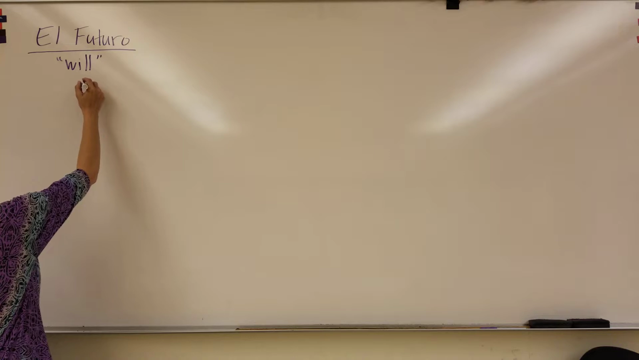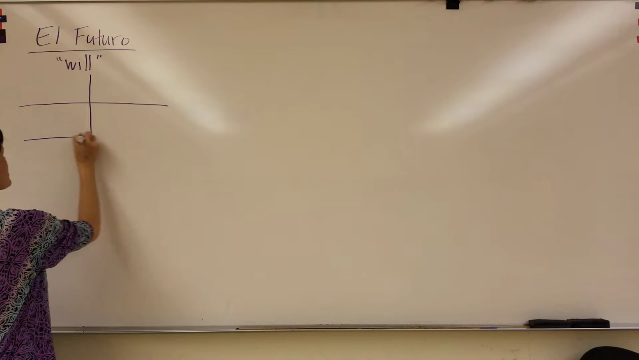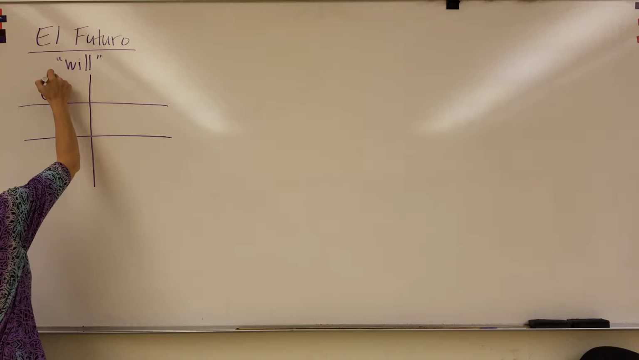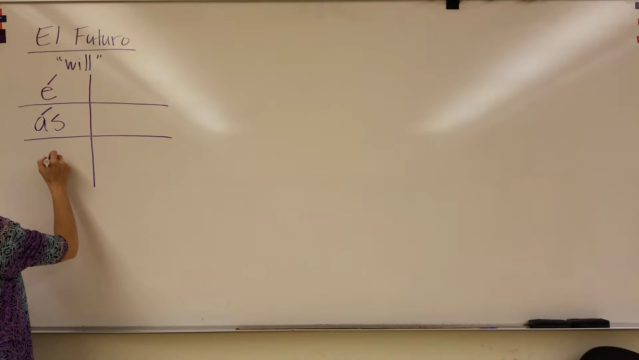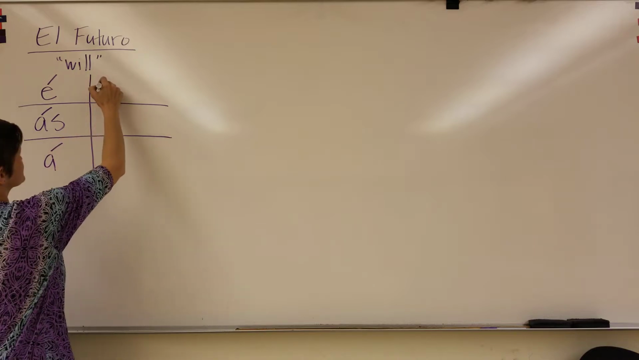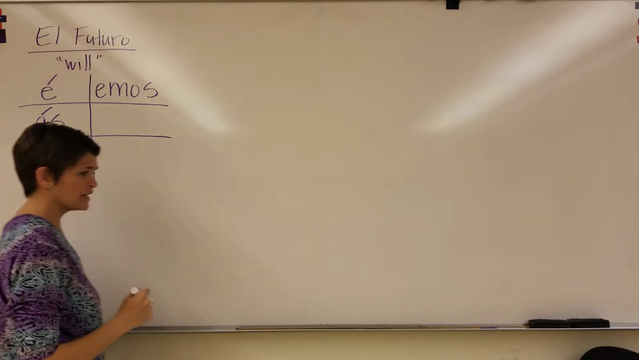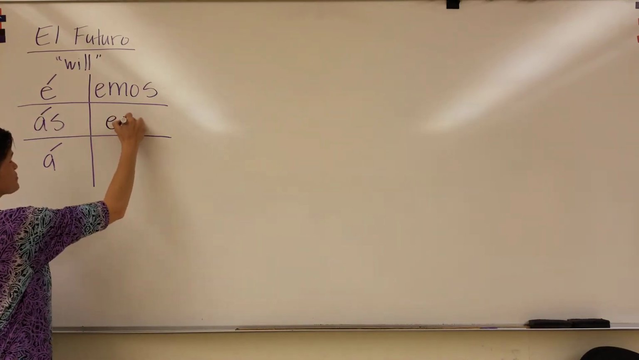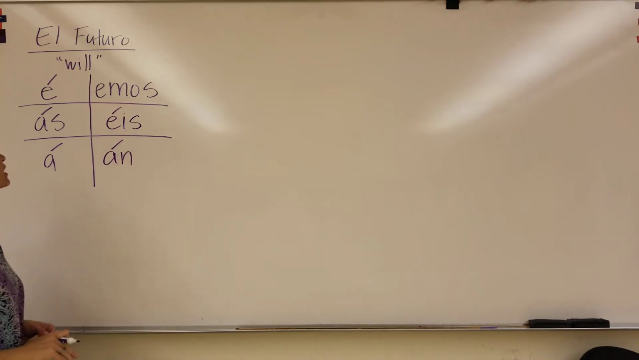So the endings for that are going to be the same, whether it's an ER or an AR or an IR verb. So the endings for the future tense are going to be é, ás, á, emos, and, I just want to make sure that I have the right one for vosotros here since I don't use it often. All right.